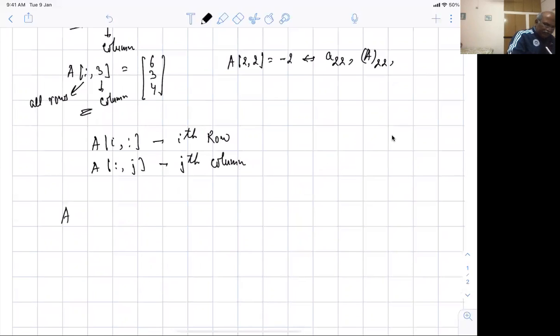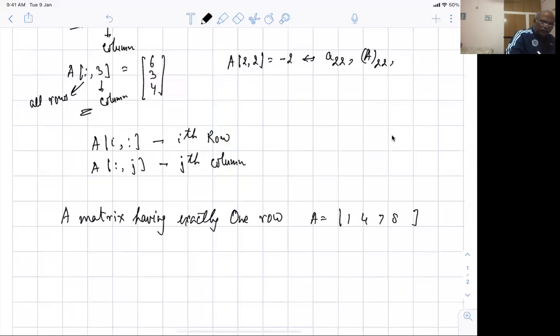Then a vector: a matrix having exactly one row. All right. So matrix A basically looks like this: 1, 4, 7, 8, say 5. All right. One row. Then this is called a row vector. Such matrices are called row vectors. So there is only one row.